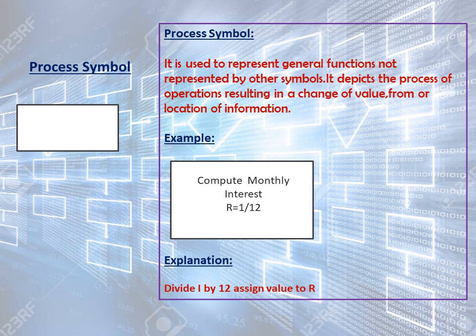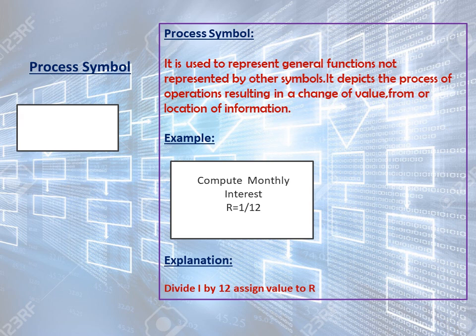The same we can do to display all these things by using the flow chart, whatever process is available. So this is a symbol. It is called a process symbol, and this symbol is a rectangle. To display the process, we are using the rectangle. It is used to represent general functions not represented by other symbols. It depicts the process of operations resulting in a change of value or location of information.